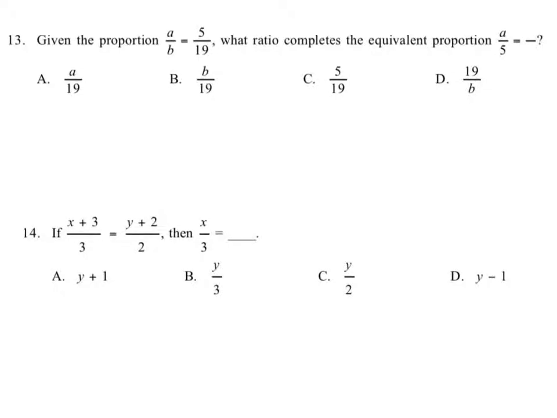All right, for number 13, it says, given this proportion, A over B equals 5 over 19, what ratio completes the equivalent proportion A over 5 equals what over what? Well, there's this neat little thing that we're able to do.